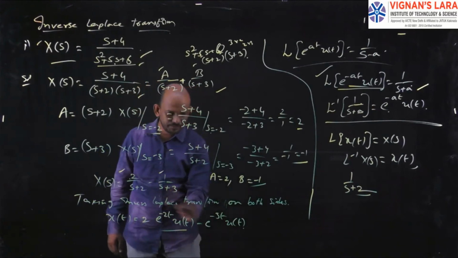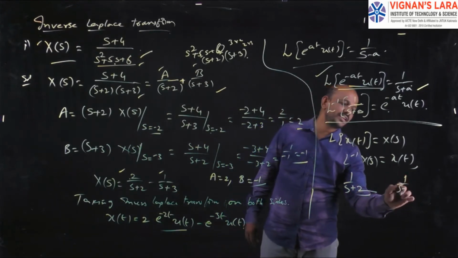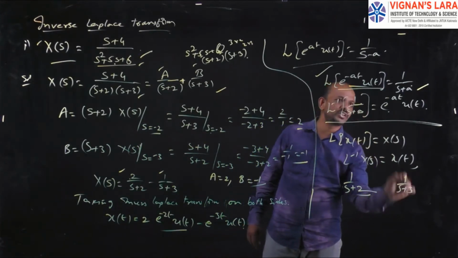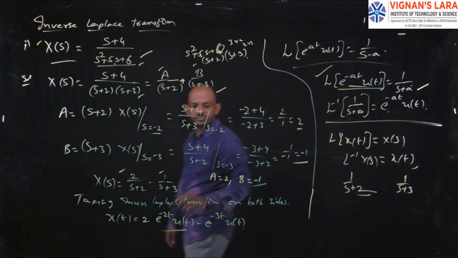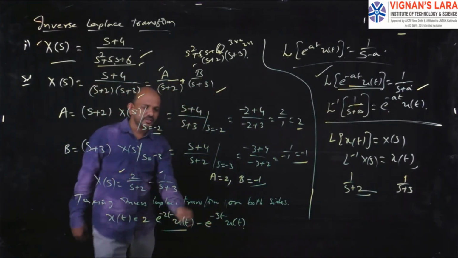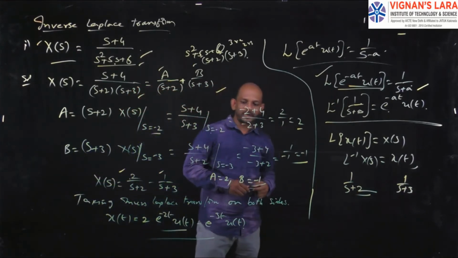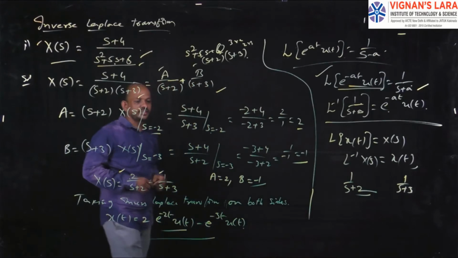So minus 1 by s plus 3. Again, 1 by s plus 3, that is, in place of a we have 3. So the formula is e power minus 3t into u of t. So finally x of t will be equal to 2 into e power minus 2t into u of t minus e power minus 3t into u of t.